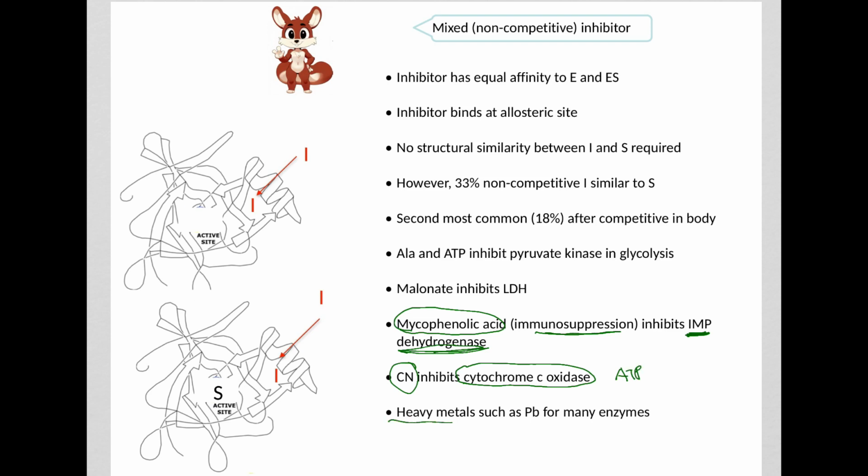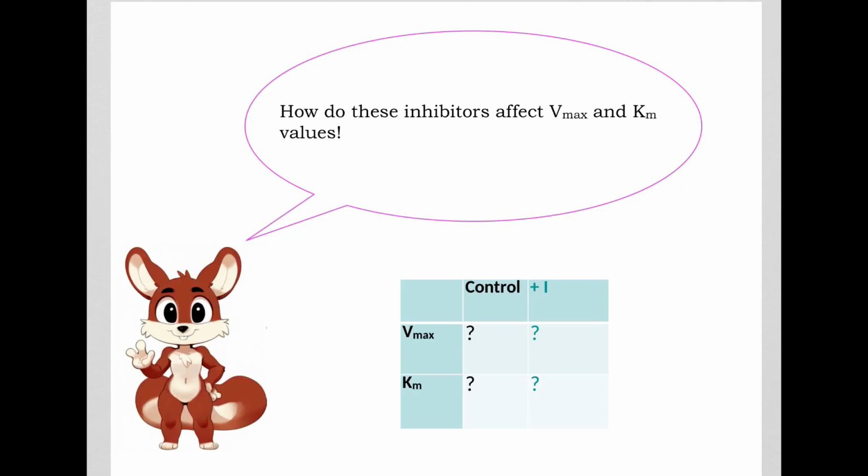And then heavy metals such as lead, they are mixed or non-competitive inhibitors for many, many enzymes in the human body. So this is an introduction to inhibitors, irreversible and reversible inhibitors. And in the next video, we will see how these reversible inhibitors that are very important for regulating enzymes in the body affect the Vmax as well as the Km values.